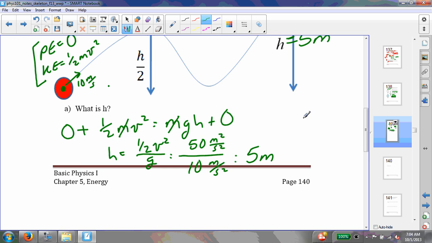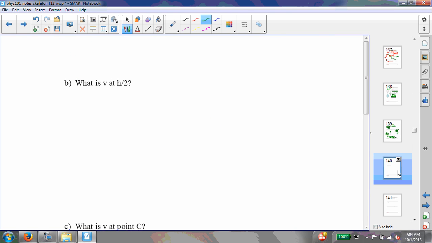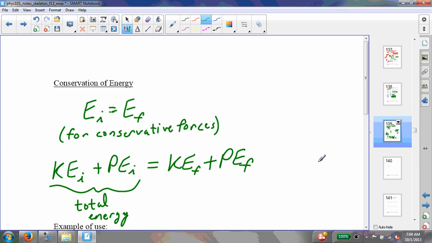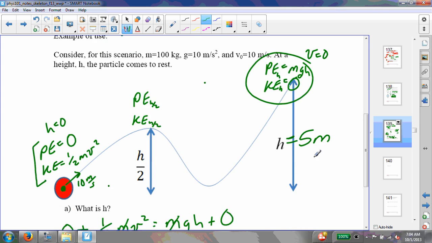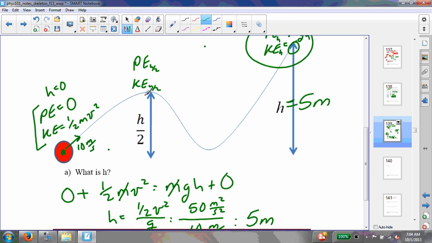Okay. Now, I also want to know what is the speed at h over 2. So here at h over 2, I know that h over 2 is 5 over 2, so 2.5 meters. So I can tell what is my potential energy, mg h over 2. I can also tell what is my kinetic energy, 1/2 mv squared, but I want to solve for this speed.